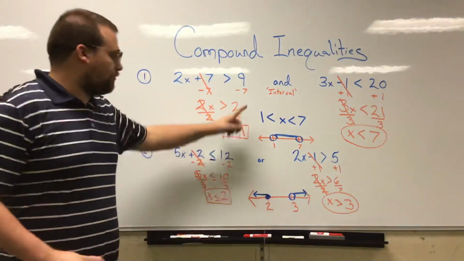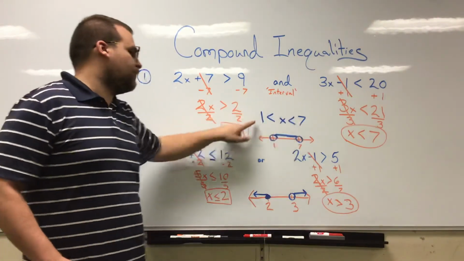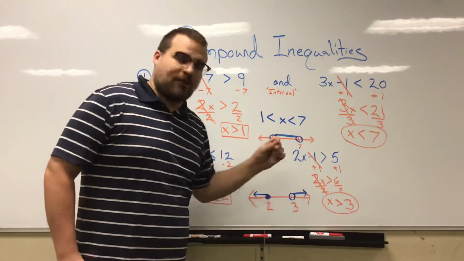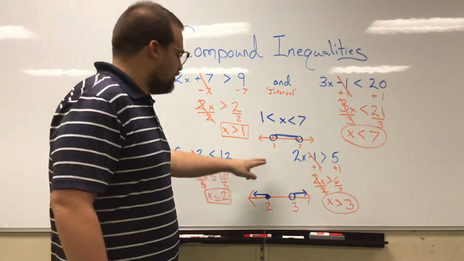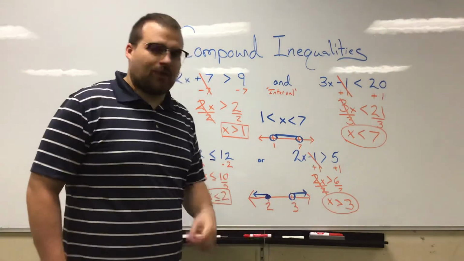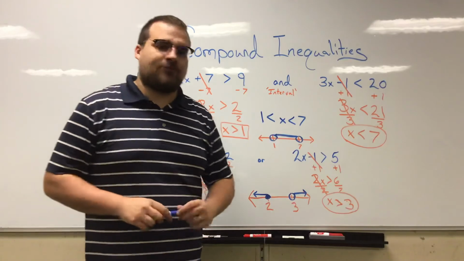So this is an AND problem. You get that interval. This is what your number line should look like approximately for an AND problem. This is an OR problem, and this is approximately what your number line should look like for an OR, where your arrows are going in either direction.